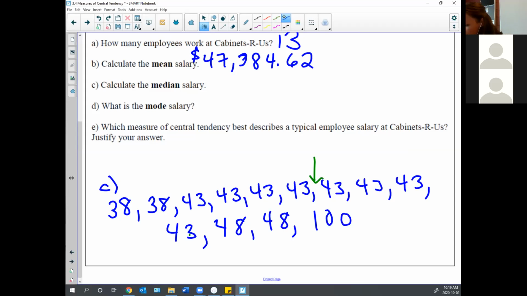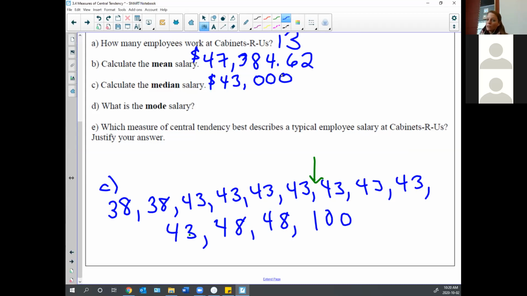Could we have predicted that based on the numbers without organizing this data? What do you think? Yeah, because of the amount of 43s there were. Yeah, there's only two 48s and a 100 bigger than 43. And there's only two 38s less than 43, and there's 8 of them in the middle. So you could have probably done this in your head instead of organizing it and know it's going to be 43,000. But if you want to be safe and check, go ahead and do that.